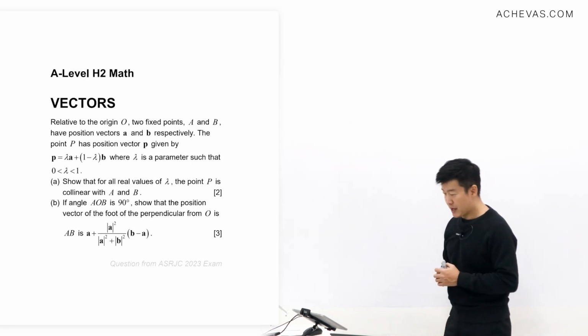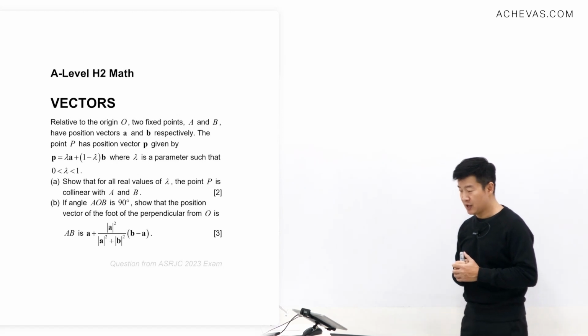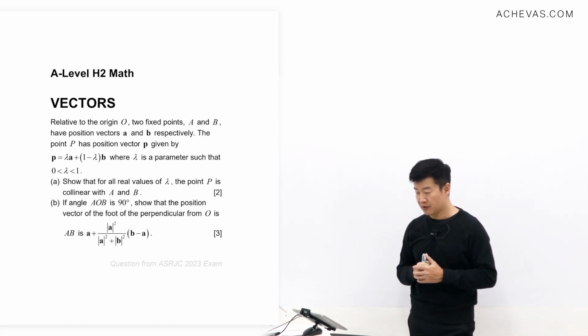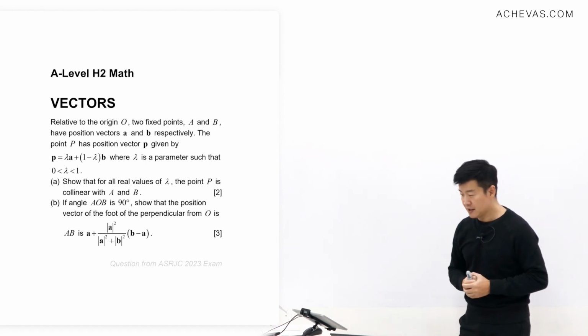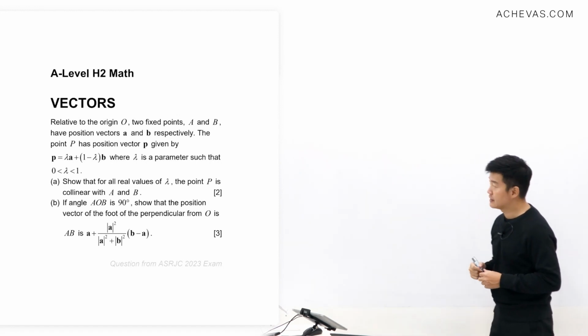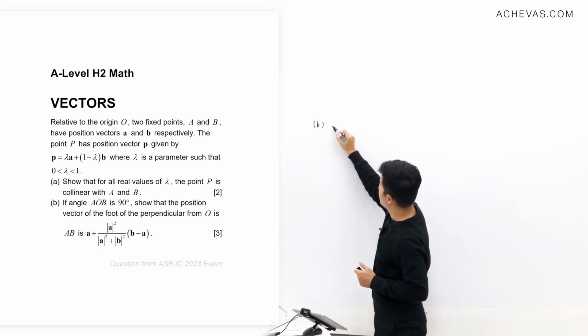And in part B, we are now given that angle AOB is 90 degrees. We want to show that the position vector of the foot of the perpendicular from the origin O to AB is going to be expressed as that. So let me draw a diagram to represent this part B.